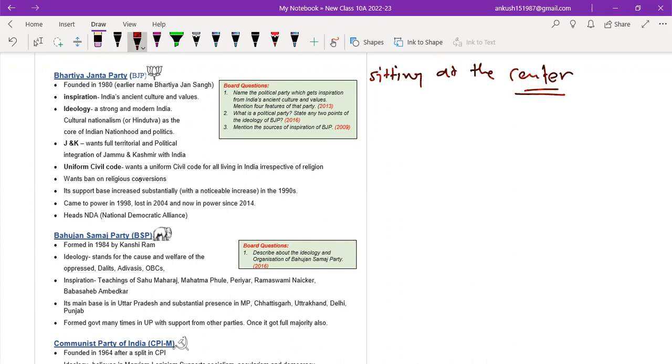So it was founded in 1980 in the name of Bharatiya Janata Sangh. What was its first name? Bharatiya Jana Sangh. And it was actually formed by Shama Prasad Mukherjee in 1951.